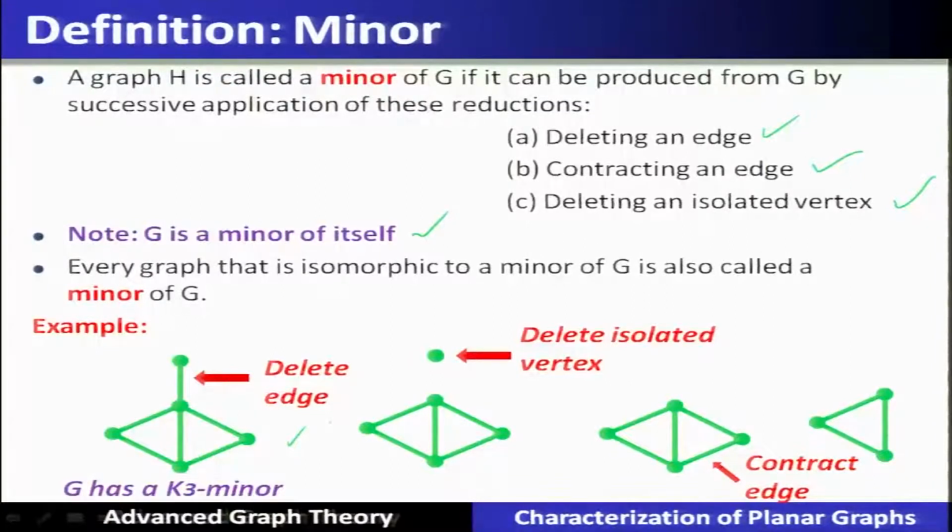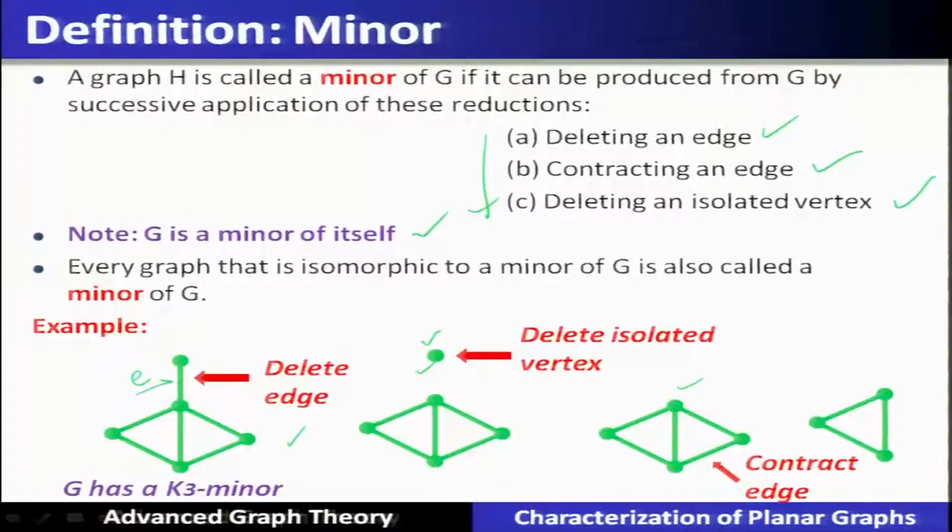Now, here we will show that this particular graph G has K3 as a minor. To show that, to obtain a minor of this particular graph, let us perform one of these steps. Let us choose this particular edge E and delete this edge. So, this particular vertex will remain an isolated vertex. Now, perform another operation called deleting an isolated vertex. We will obtain this particular graph.